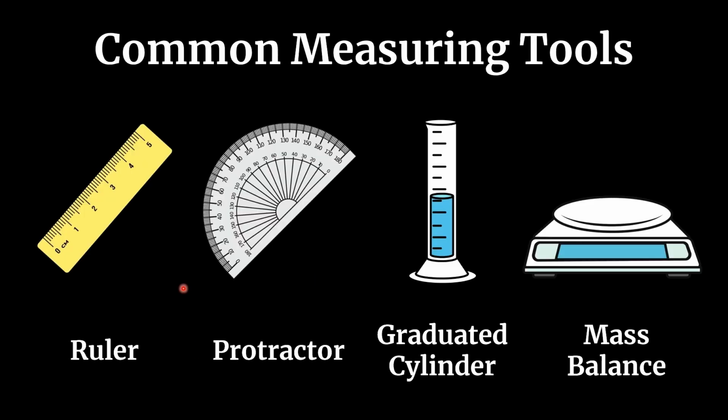Firstly, let's go over some common types of measuring tools. There are things like rulers, protractors, and graduated cylinders. Now, rulers measure lengths or distances, while protractors measure angles, and graduated cylinders measure the volume of liquids. Now, these three are analog measuring tools, which means that they have a physical scale with markings that you read yourself. This is opposed to digital measuring tools, such as a digital mass balance, which has a digital screen providing a measurement directly.